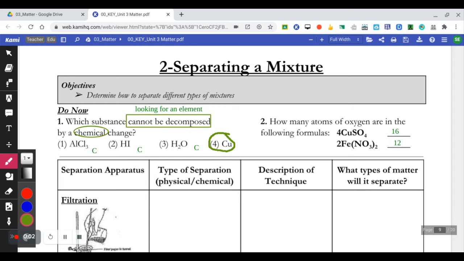This is Unit 3, Matter. Lesson 2, Separating a Mixture. Practice your skills. Do now.